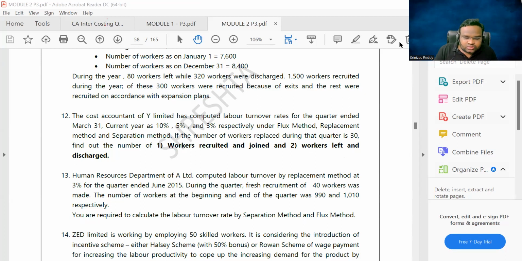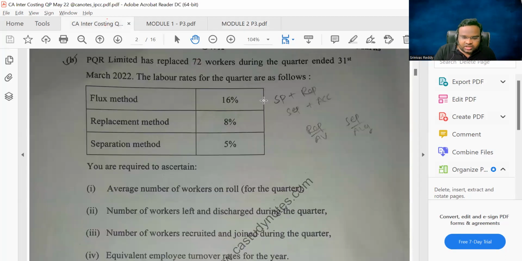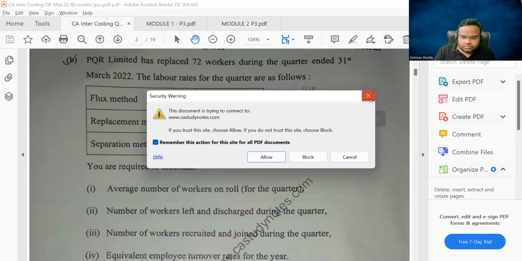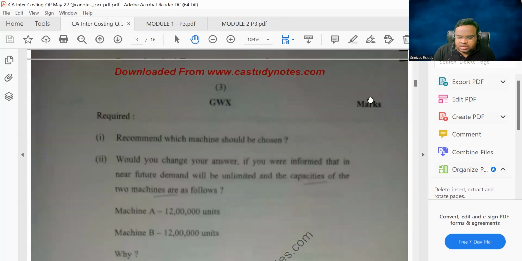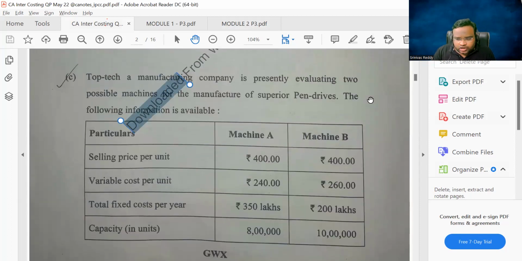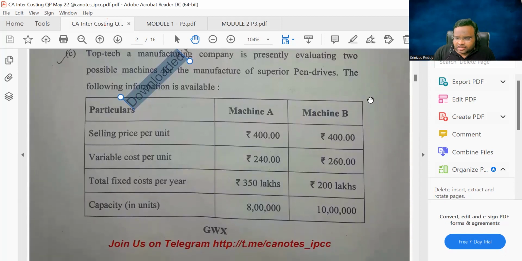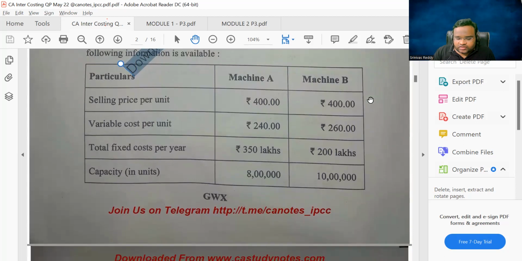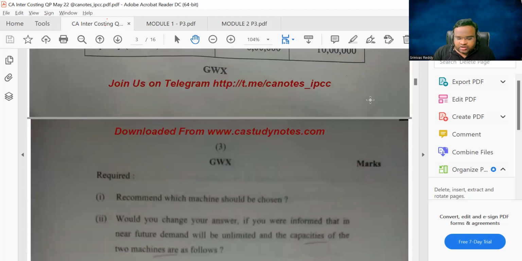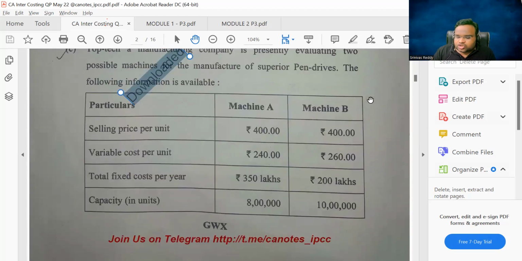Now, when it comes to question number 3, it is a simple question which is not there exactly in our material, but it is all discussed in our classroom. Selling price, variable cost, and fixed cost are given. Capacity is given. Recommend which machine should be chosen. Based on capacity, you work out contribution less fixed cost, you'll get profit. Whether machine A or machine B, you can think it over.